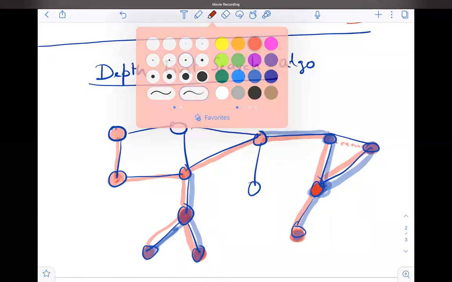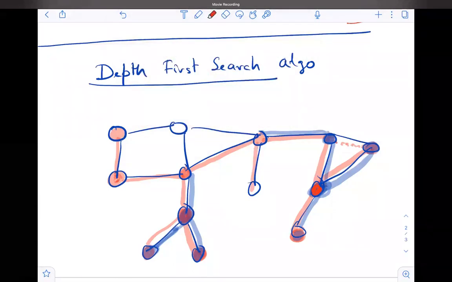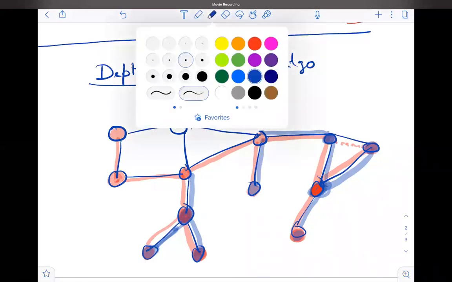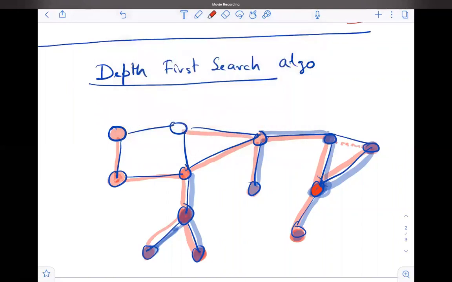At this point, I see, is there anything that is not marked? Yes, this is something that is not marked. And then I color this one and go back. Then again, is there anything here that is not marked? Yes, I can go here and mark it. Then is there anything not marked here? I could have gone down this path, but again, this is marked. I could have gone down this path, but again, it is marked. So that means this doesn't have anything that is not marked. And so I mark it and go back to the previous one.